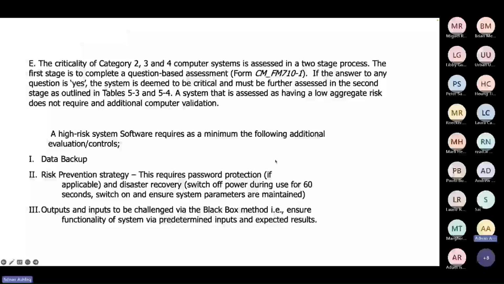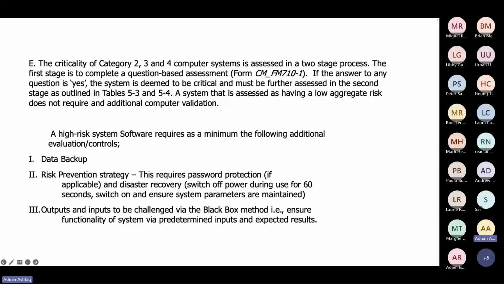So the upshot of this will be that if it's high-risk software, then the minimum that you should do is data backup. You should be looking at risk prevention strategies. You should be looking at password protection, disaster recovery, to make sure that the equipment still operates after a severe disaster that's occurred. That could be power outages or anything like that. And then outputs, which would be challenged, which is the main bulk of the testing, which is the black box, ensuring the functionality of the system meets predetermined inputs and expected results.